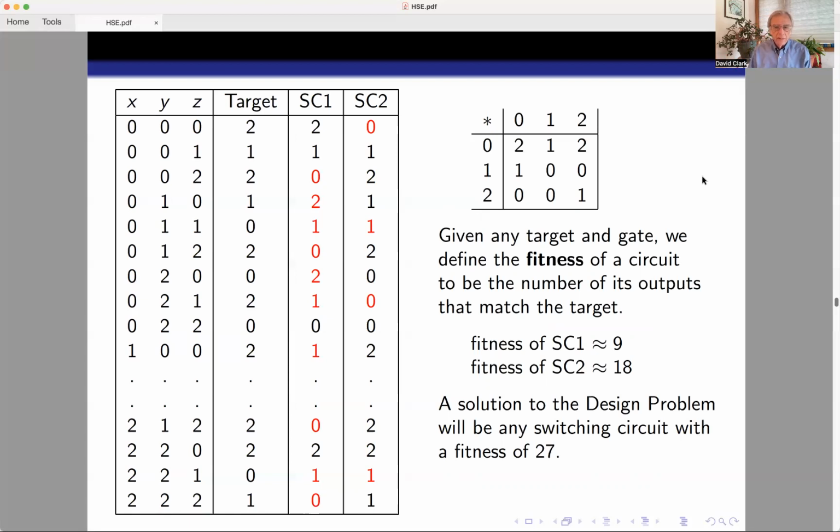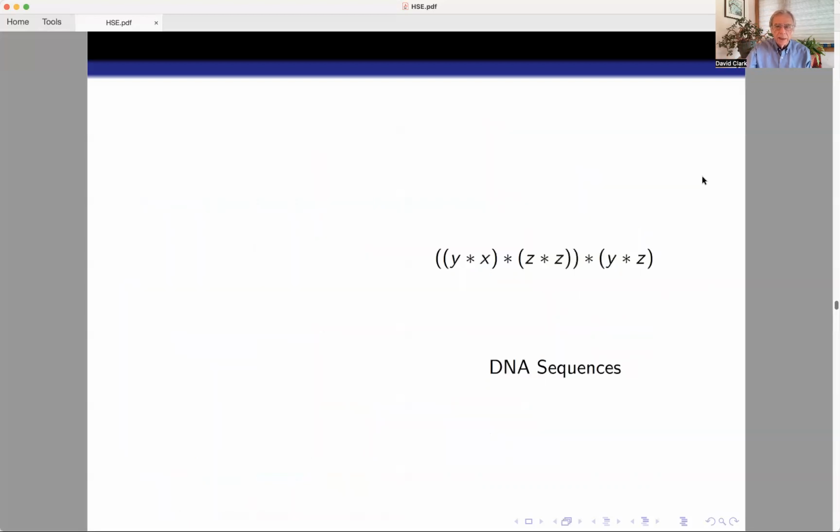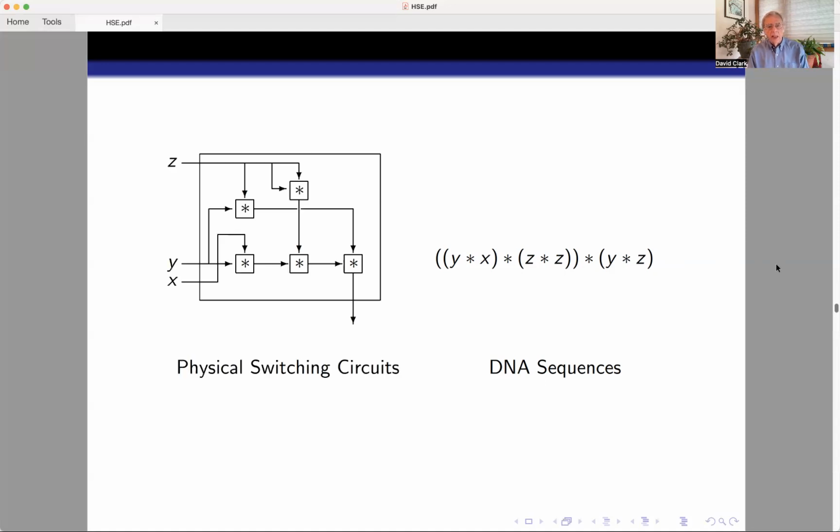Well, that sounds like evolution. This could be done as an evolutionary process. And it would look like this. We can just write down any DNA sequence. There's a DNA sequence. This happens to be the DNA sequence of that second circuit that I just showed you.